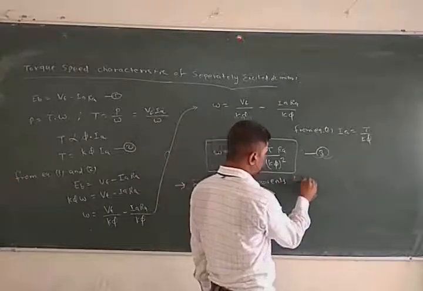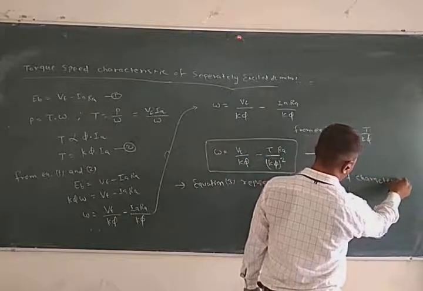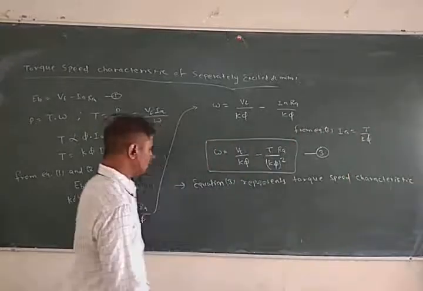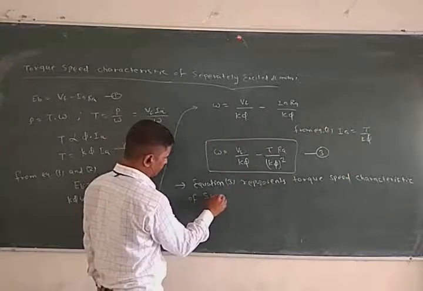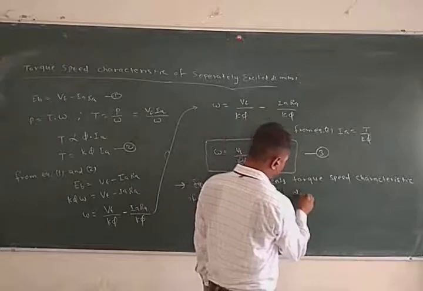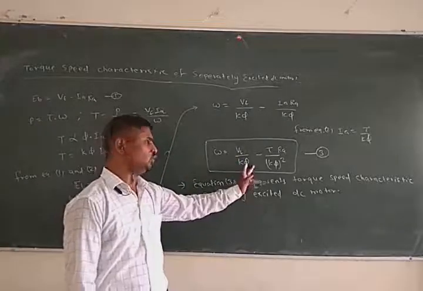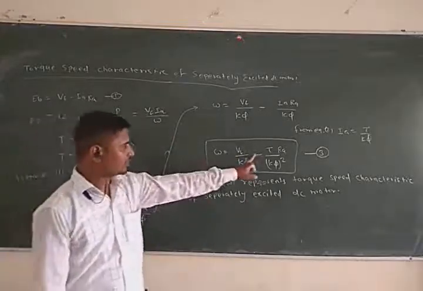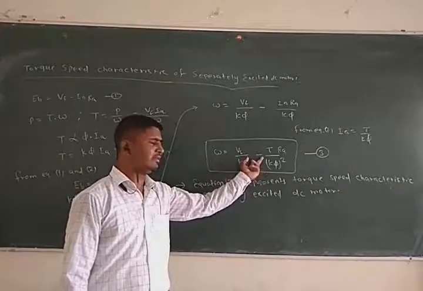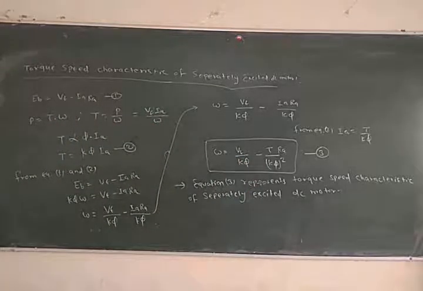Equation 3 represents the torque speed characteristic of the separately excited DC motor, and this characteristic is a drooping characteristic. The value of omega will increase if torque decreases, so this type of characteristic is known as a drooping characteristic.